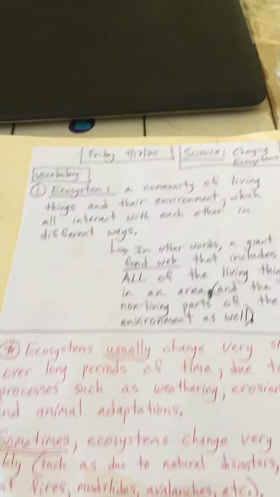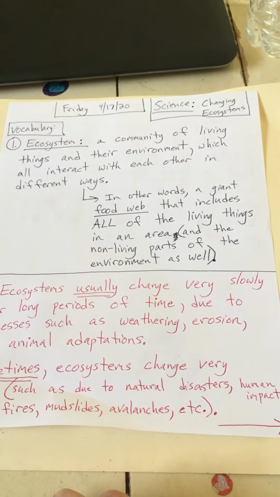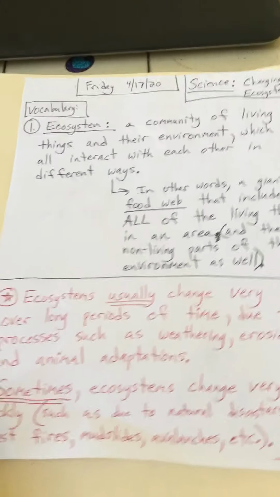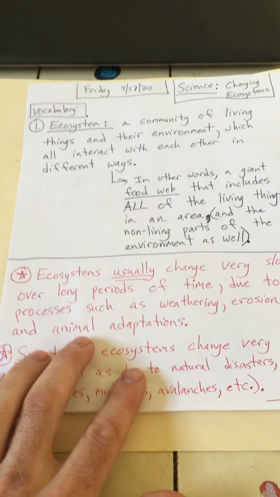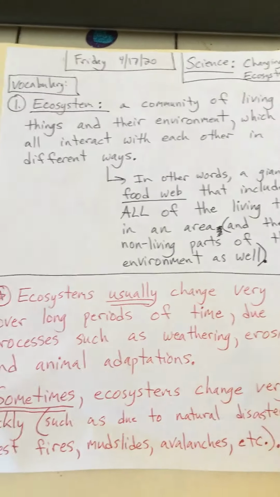Okay, today's lesson, it is Friday, April 17th, 2020. Our science lesson is changing ecosystems, and we're going to try to connect that a little bit to what we've learned about coal and the carbon cycle. All right, so let's start with number one, the vocabulary.